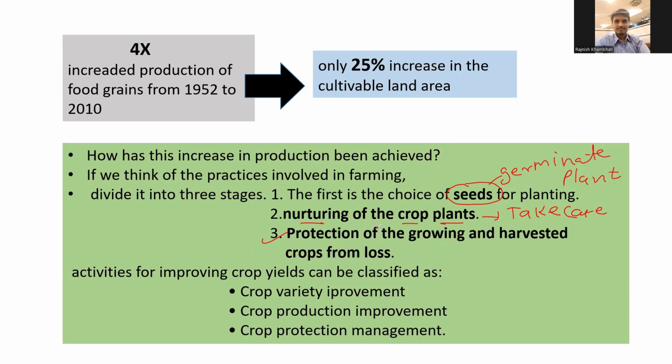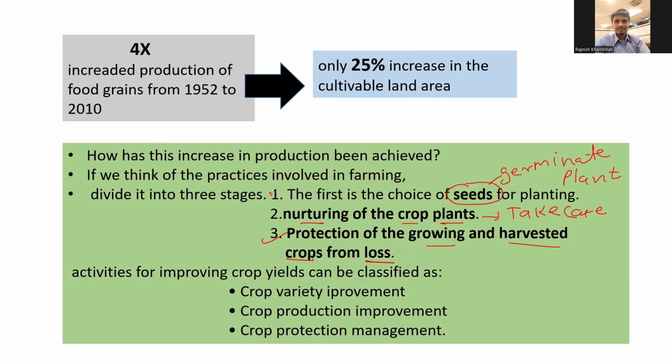Imagine your crop is standing in the farm, but some animals are coming and eating your crop. Then what you will get? Zero. You'll get nothing. So you have to protect the growing and harvested crop from the loss. From loss, you have to protect your plant.